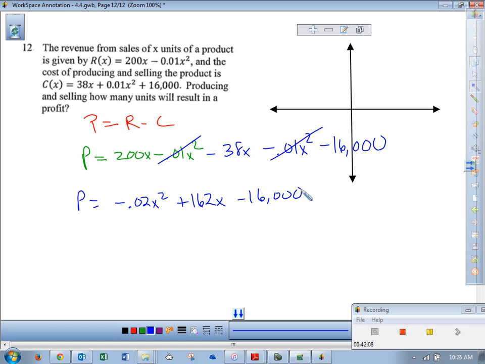Y'all cool with getting the equation? We've done that probably about 12, 15 times now. Profit, revenue minus cost. So what do they want to know? It says producing and selling how many units will result in a profit. Well, let me think about this. First I'll make a rough sketch for you, then we'll use our calculator to sketch it.